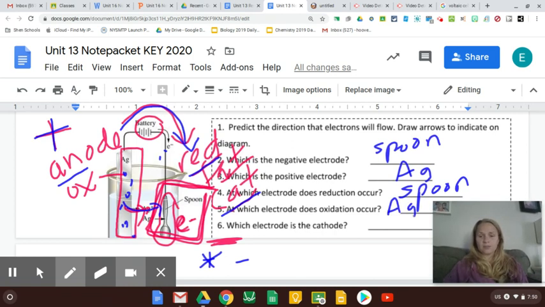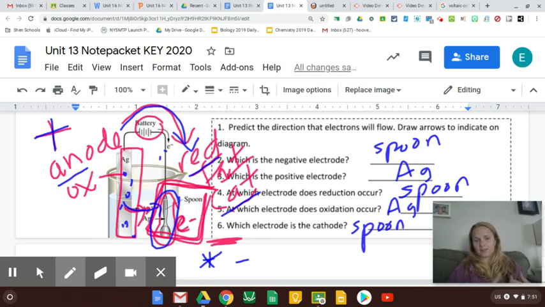So there. Which electrode is the cathode? I need the spoon to be the red fat cat so that it can get coated. So if you remember, we said red fat cat because the fat cat, the cathode, is the one that gains mass. So I want the spoon gaining the silver.